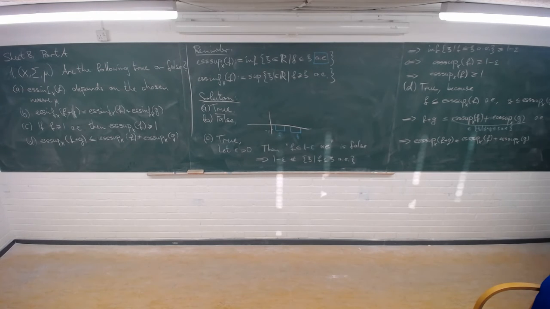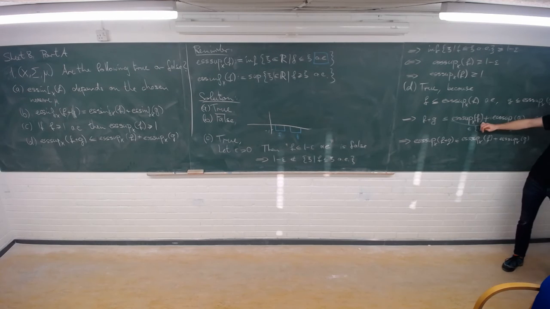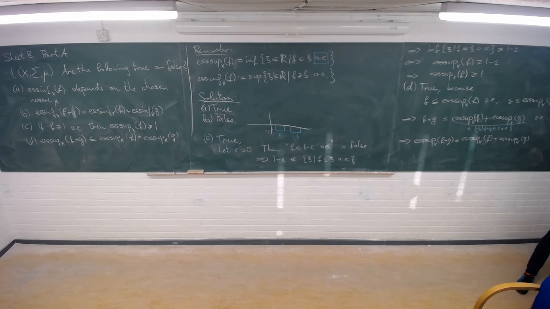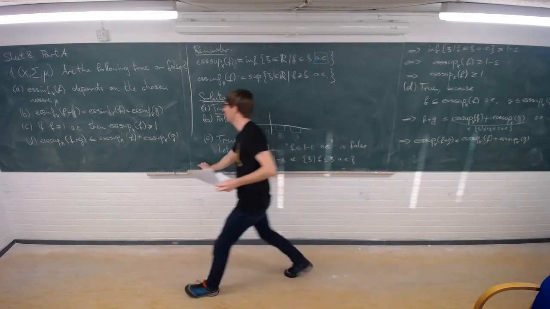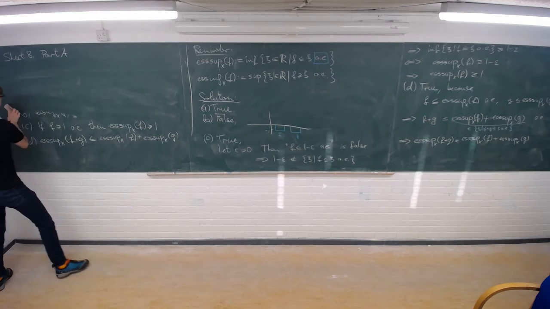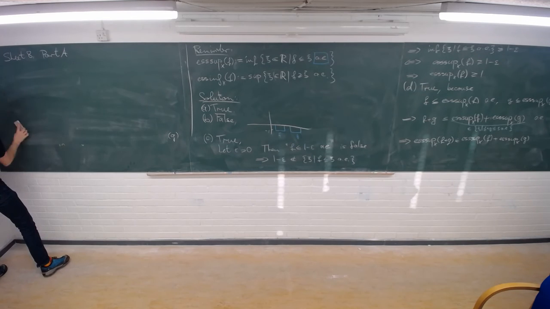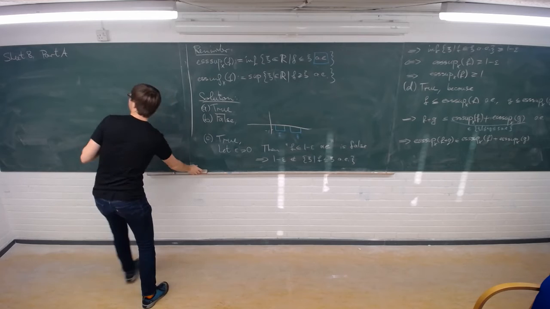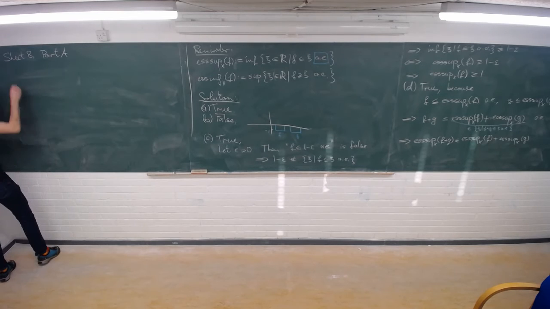So I think we still have time to do one more exercise. We could do the first exercise of part B. I haven't prepared it because I didn't think this would be so fast. But I think it would be a good fit because we've used the first exercise of part B in this proof. So let's just do this one together and then continue the lecture.